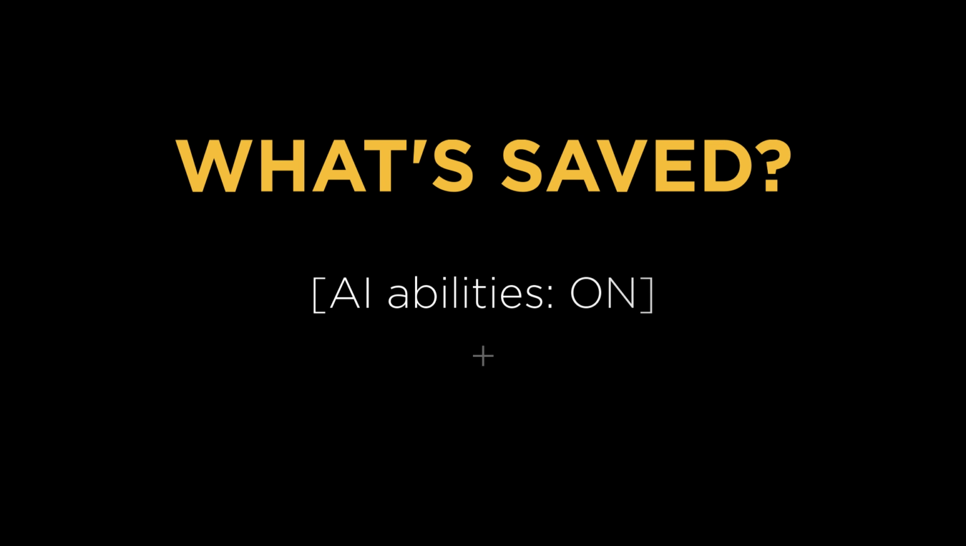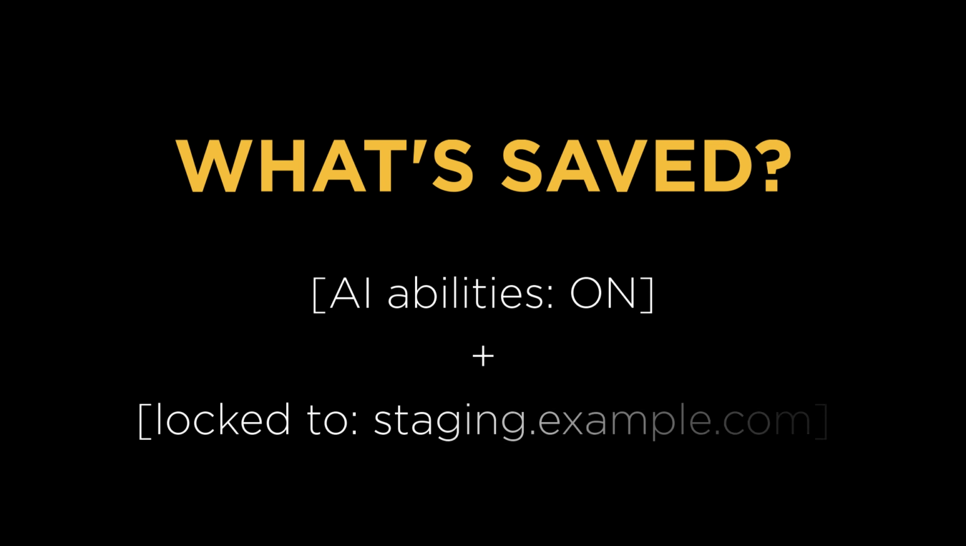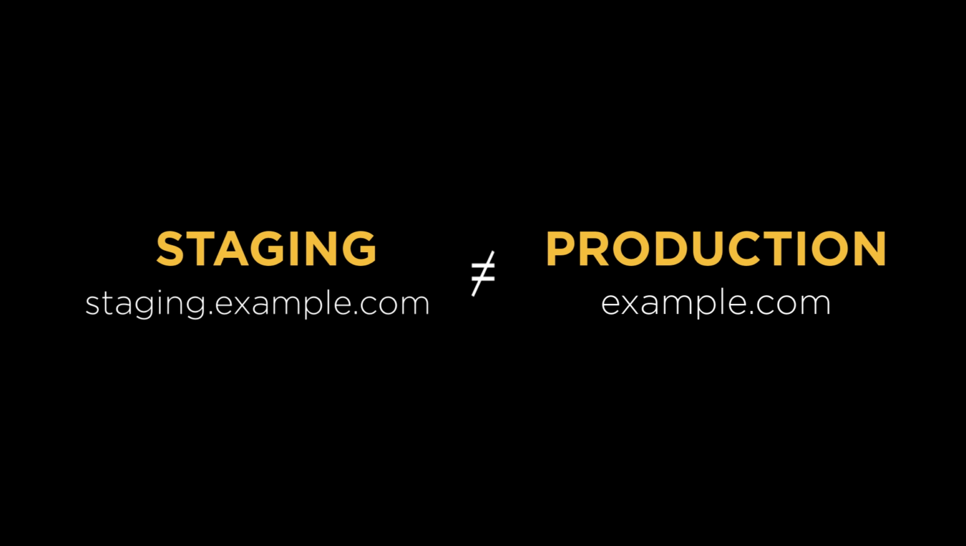Think of it like this. When I tick that toggle on staging, Novamira doesn't just save AI abilities on. It saves two things together: AI abilities on and locked to staging, for example, staging.example.com. If I copy that database to production, both values come along, but production's actual domain is example.com, not staging.example.com, so they don't match. So Novamira refuses to activate, and the AI abilities stay off automatically, no matter how thoroughly you migrated.